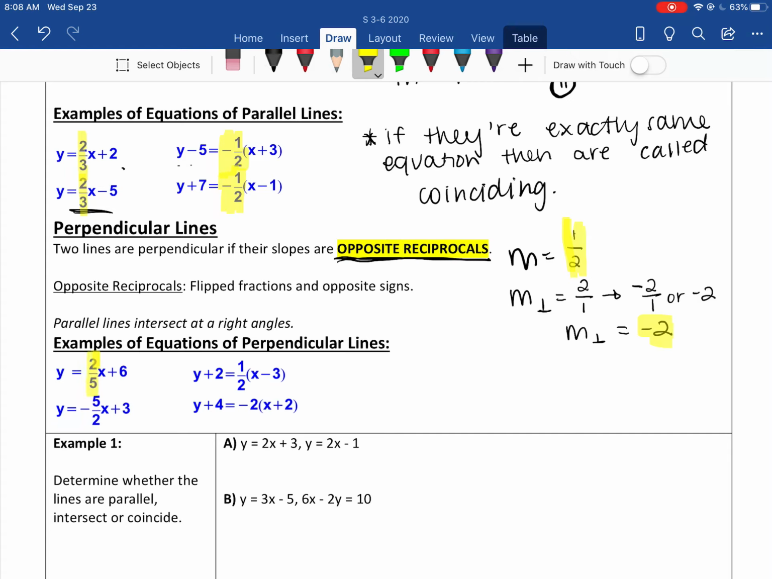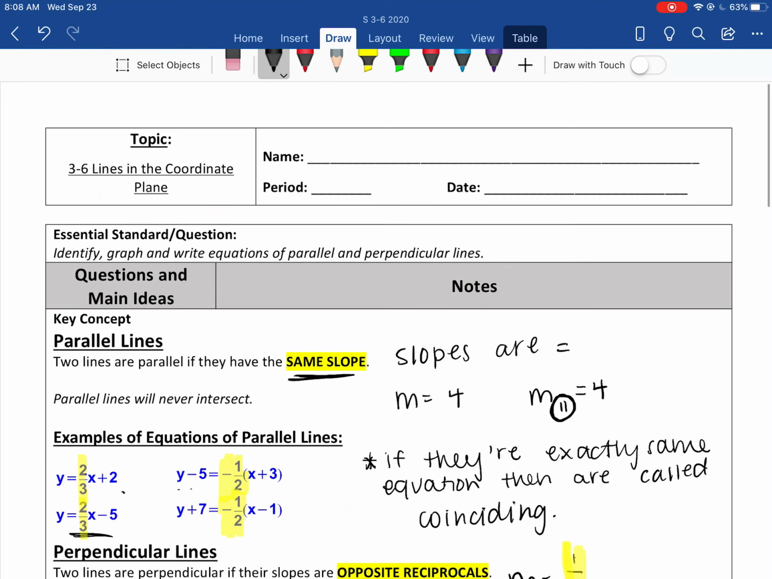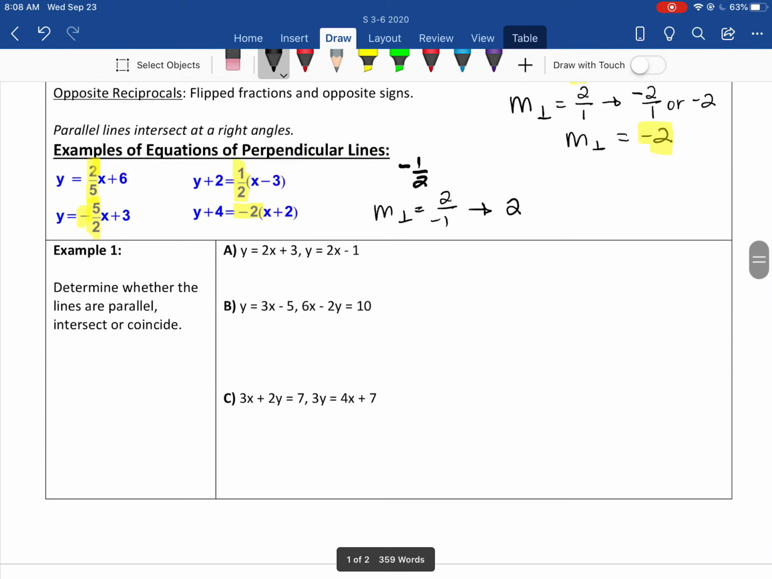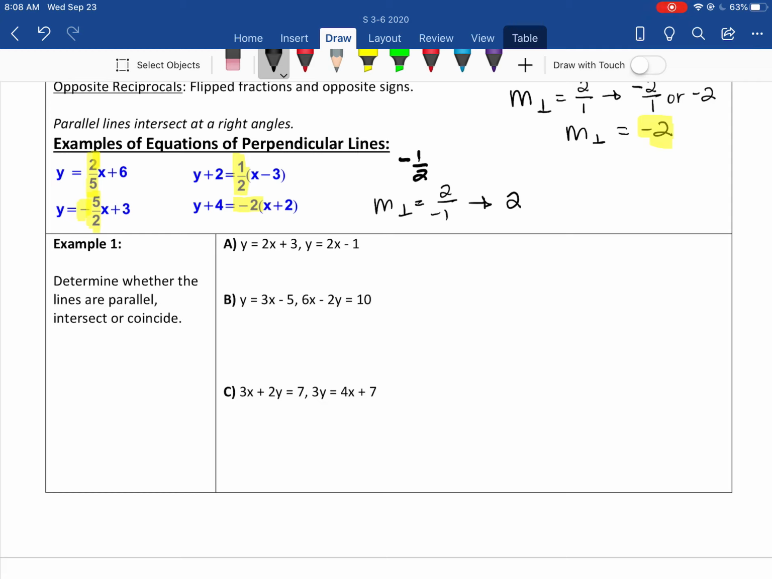All right, so for example here, we have a slope of 2/5. What you would do to flip it is make it 5/2 and then change the sign to negative 5/2. Same thing here. You have a 1/2, like I did. You flip it to positive 2/1, then change the sign to negative 2. Same thing if you had negative 1/2. To find the perpendicular slope, you would flip it, so you'd have 2/-1, but change the sign so it would just be positive 2. Don't forget you have to change it from negative to positive or positive to negative.